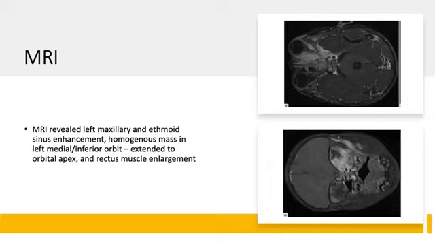His MRI revealed left maxillary and ethmoid sinus enhancement. There is also a homogeneous mass in the left medial inferior orbit, which extended to the orbital apex. There is also rectus muscle enlargement. Figures A and B are showing the MRI of the brain and orbits with gadolinium, and these images show enhancement of the left orbital soft tissue with the associated sinus and dural enhancement.